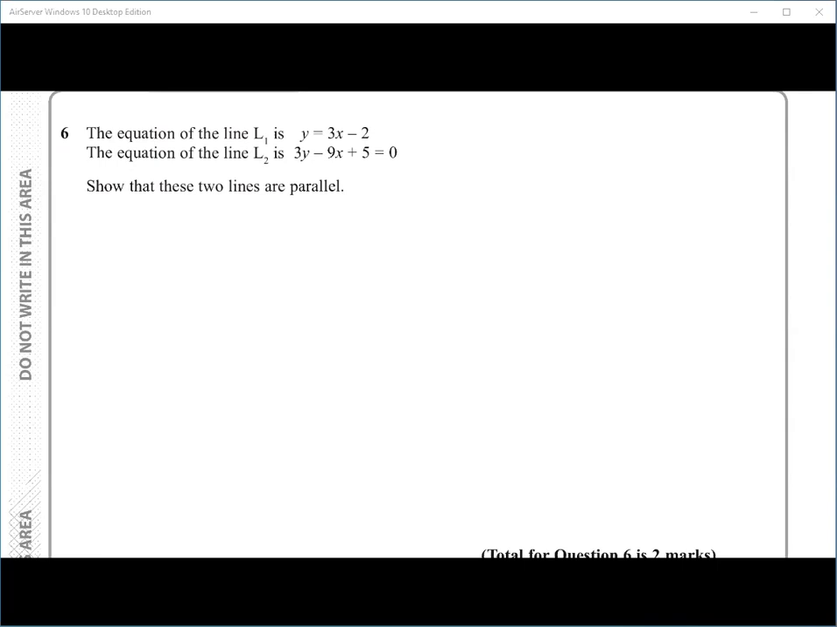Okay, so let's first of all look at the words. They're talking about the equation of the line. They're giving us two equations in slightly different formats. One's in y equals mx plus c, one's in a slightly different version of that. Now what's the key word here? Show that these two lines are parallel. Okay, so we've got lots of important words here.